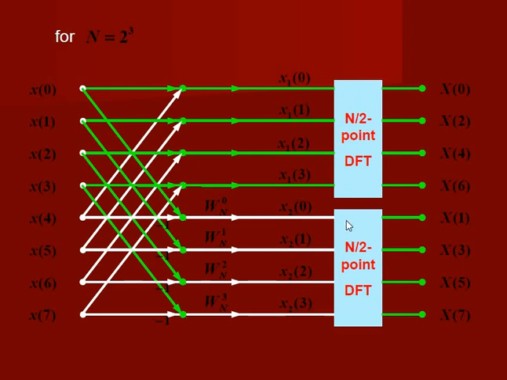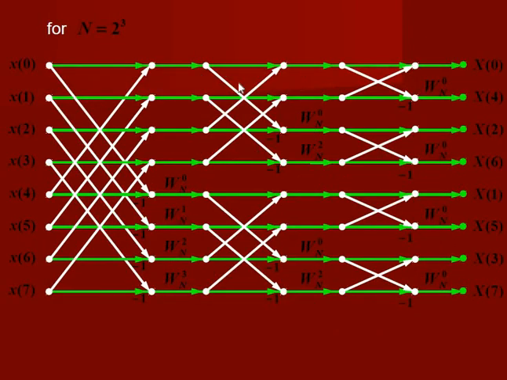Now again we have to go for 2-point DFTs. In this picture I have shown you the 2-point DFTs. After this we get the result of the previous stage. Now again the above 2 data will come below, the below 2 data will come above. With the multiplication of twiddle factor, we will get the second stage result over here.